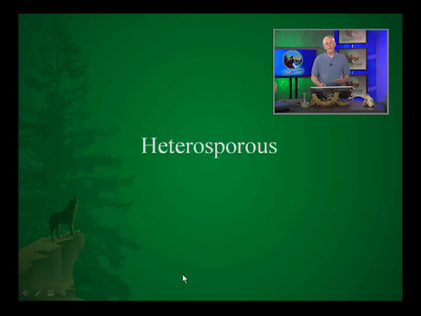Now, another thing that's kind of interesting about the club mosses, and that we'll talk about when we get to the conifers, is that they are heterosporous, meaning that they have different types of spores. They have male spores, essentially, and female spores that develop into male gametophytes and female gametophytes.